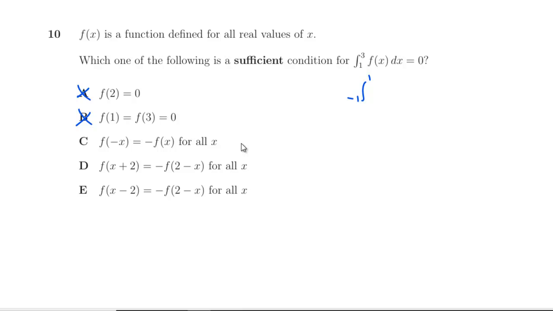So if we moved it 2 to the left, f of x plus 2. So we've moved it 2 to the left, we've centered it on the origin, and then we say that is equal to minus f of 2 minus x. So yeah, it's got rotational symmetry then. So whatever we're doing there, they'll cancel out. So we've got rotational symmetry once we've shifted it 2 to the left. So yeah, D.